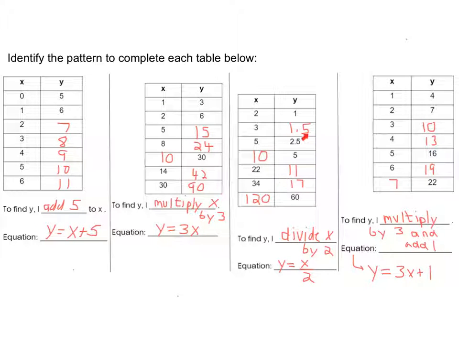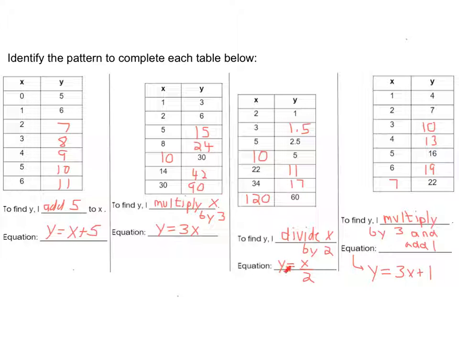In this one, I'm dividing by 2. So 2 divided by 2 is 1, 3 divided by 2 is 1.5, 5 divided by 2 is 2.5. This one I need to have the bigger number, so 10 divided by 2 is 5. Just like I had 120 divided by 2 is 60.